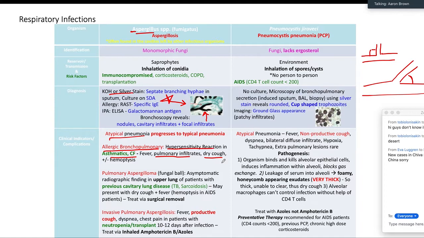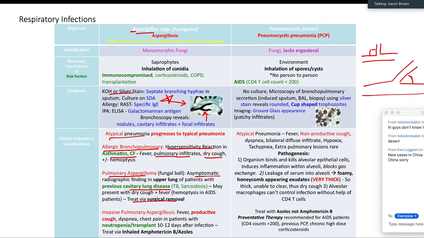An aspergilloma is a fungal ball that we see in patients that have a history of a cavitary lung disease. Think tuberculosis, think sarcoidosis, think an abscess from Staph aureus. Anything that would leave a nice big hole in our lung, aspergillus loves to go in there and just start growing like crazy. Okay? And we can just remove that surgically, although it is asymptomatic.